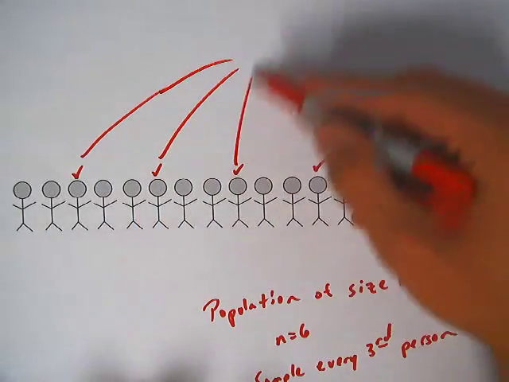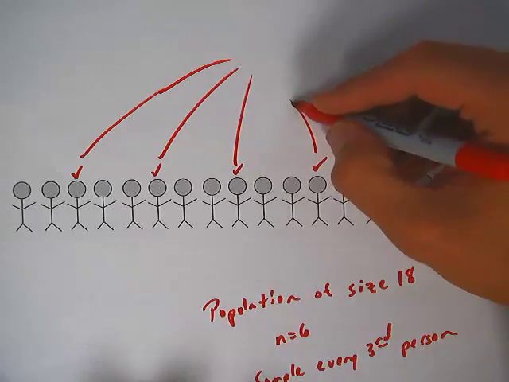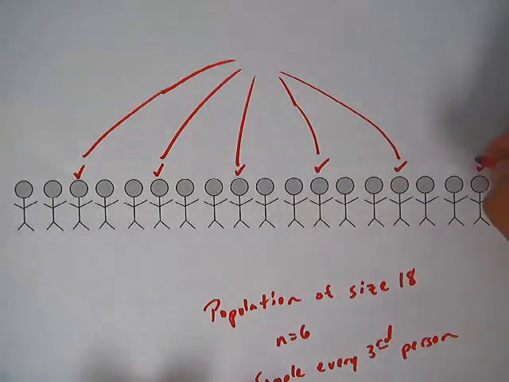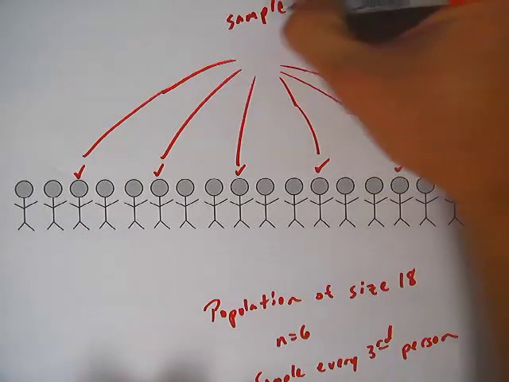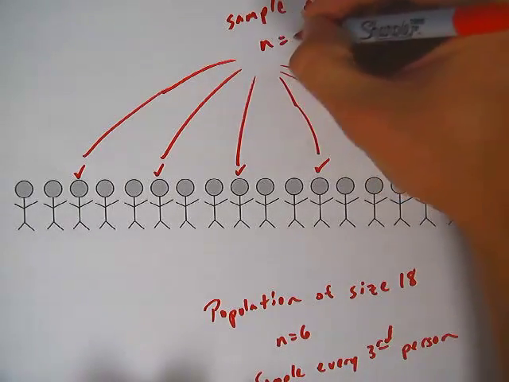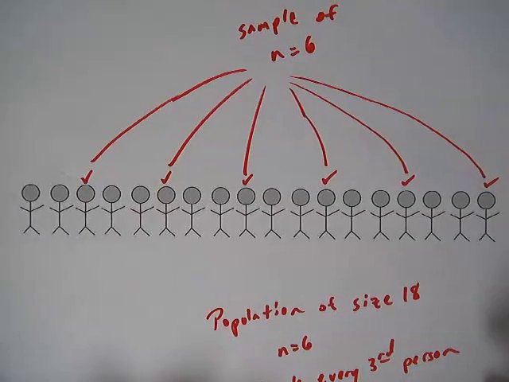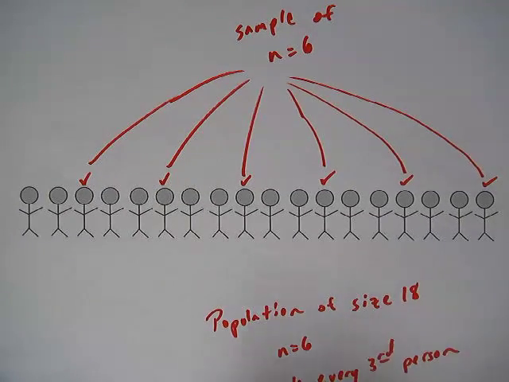So each of these 6 people would become my sample of n equals 6. So then each of those 6 people would be surveyed or studied depending on what type of research I was doing.